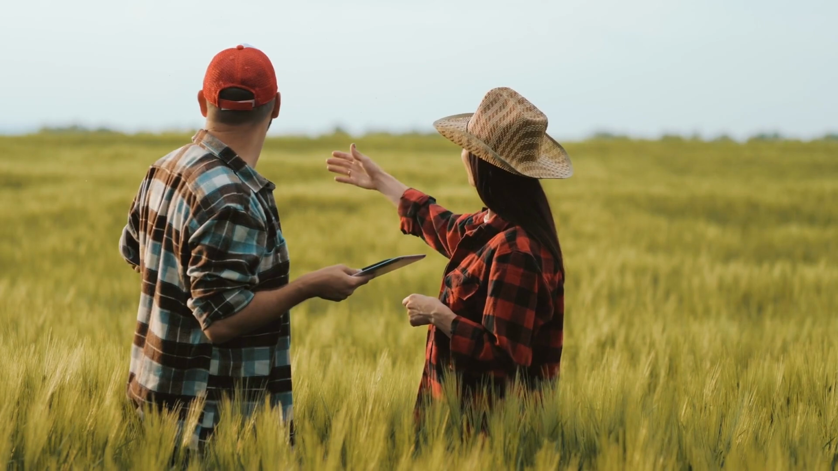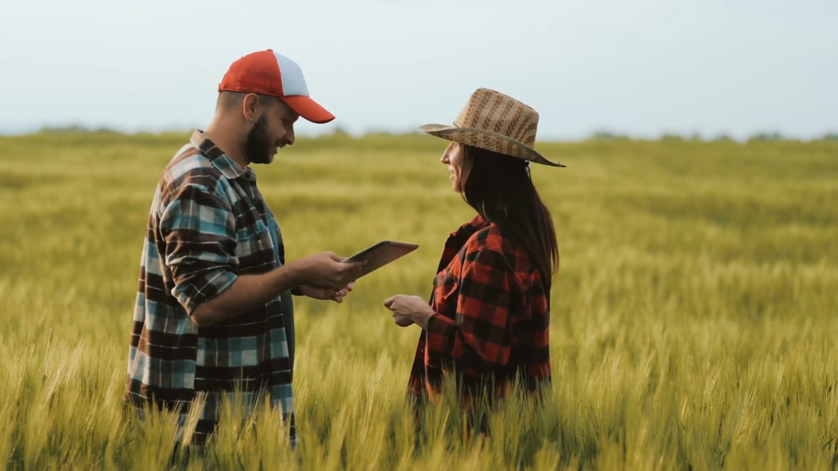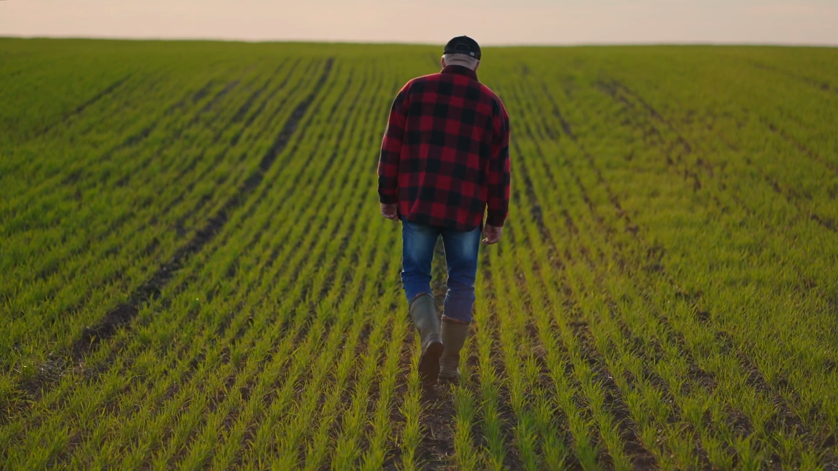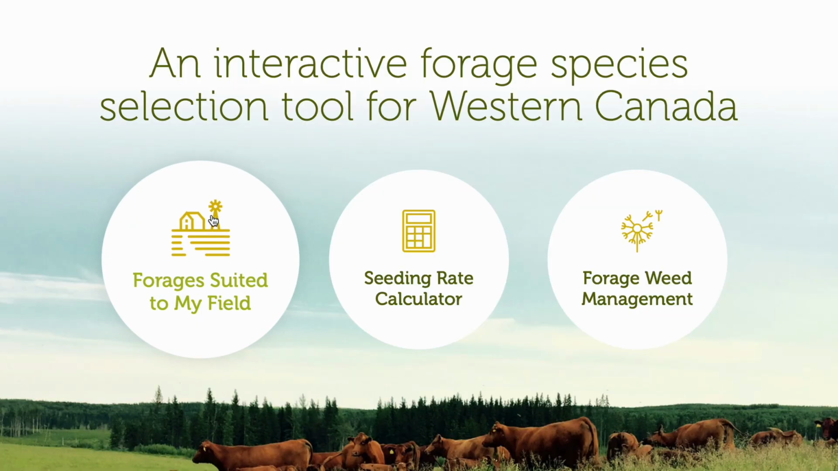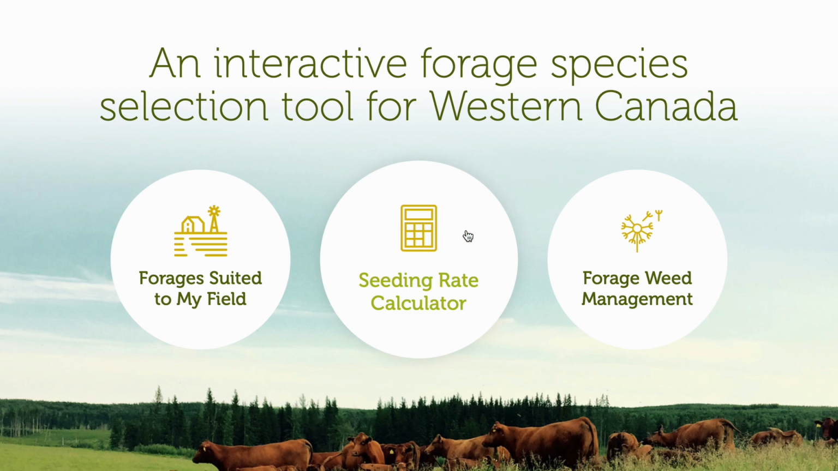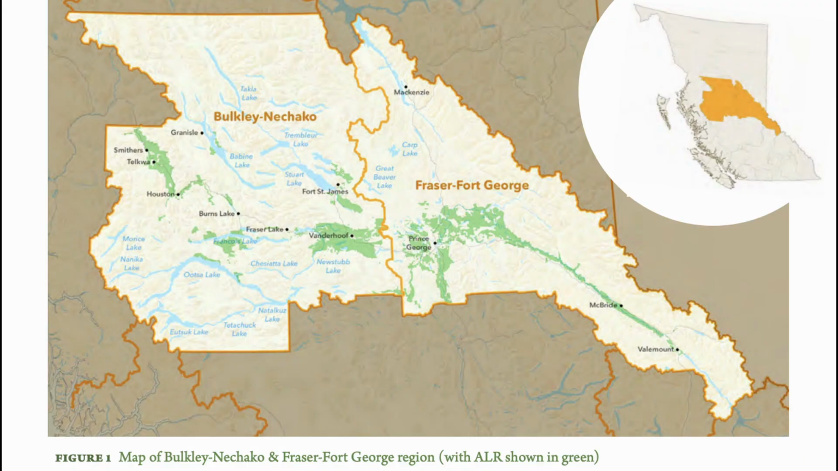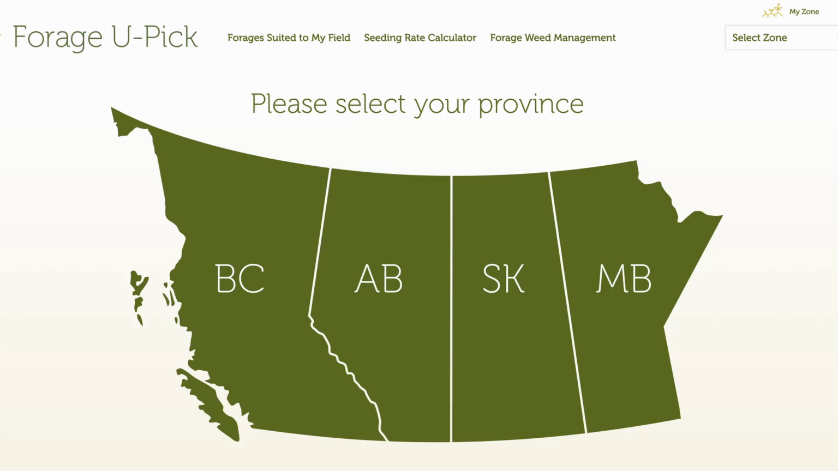The Forage U-Pick tool is meant as an information tool for farmers, ranchers, and land managers in Western Canada to provide information on forage selection, forage seeding rates, and forage weed management. This video focuses on the forage selection tool and provides examples specific to the Bulkley-Nechako and Fraser-Fort George area, although the general principles of the tool will apply to other users as well.